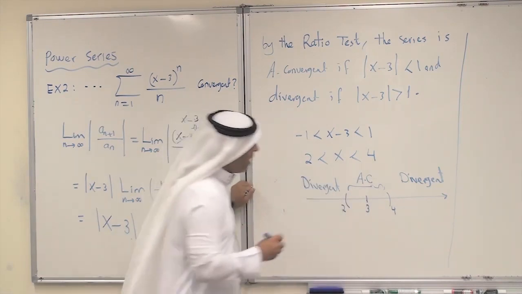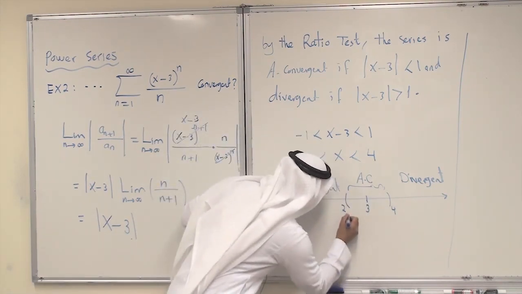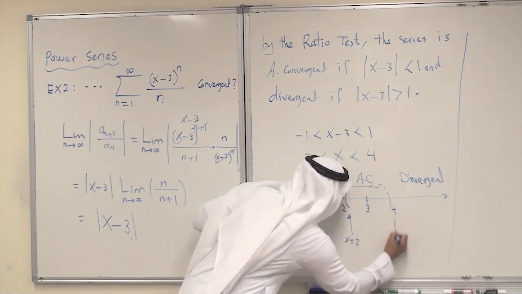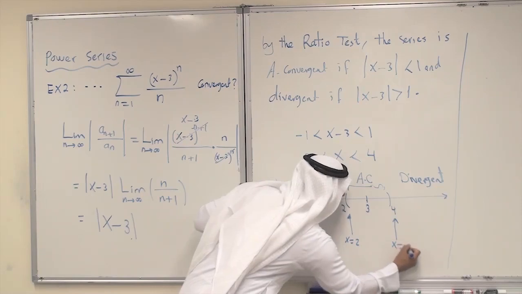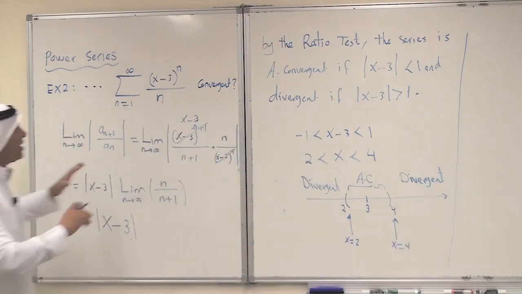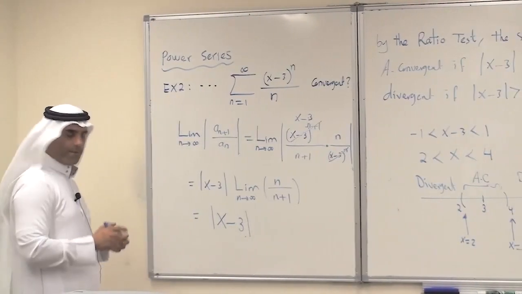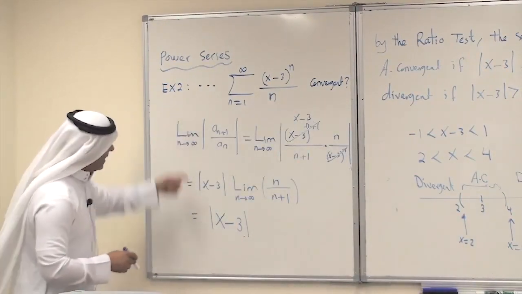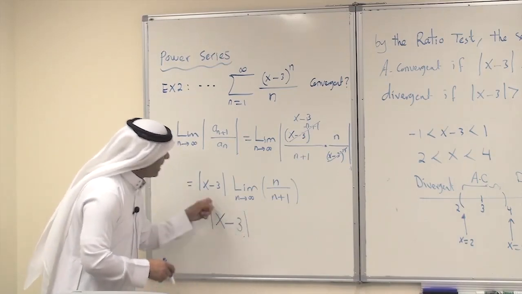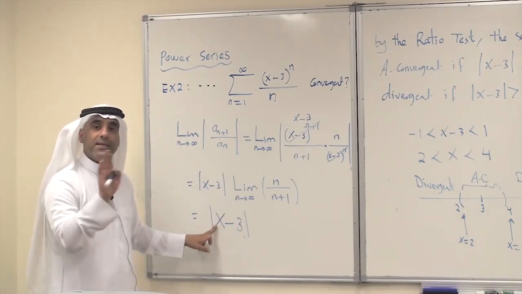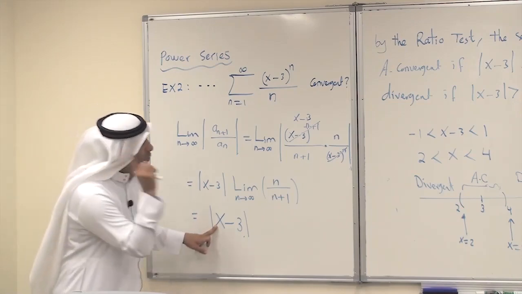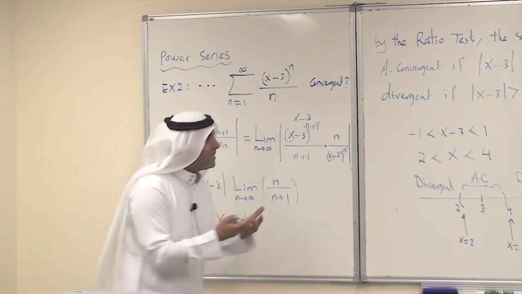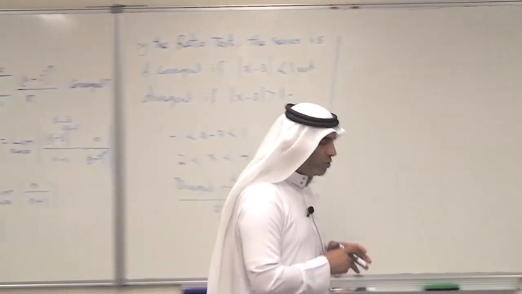The problem is this: what's happening exactly at x equal to 2, and what's happening exactly at x equal to 4. I will say the ratio test gives no conclusion. Why? If x equal to 2, this limit is 2 minus 3, which is minus 1, with the absolute value will be 1. So the test is inconclusive. At x equal to 4, again, this is equal to 1. Since it is equal to 1, the test says I give you nothing. So what should we do now?